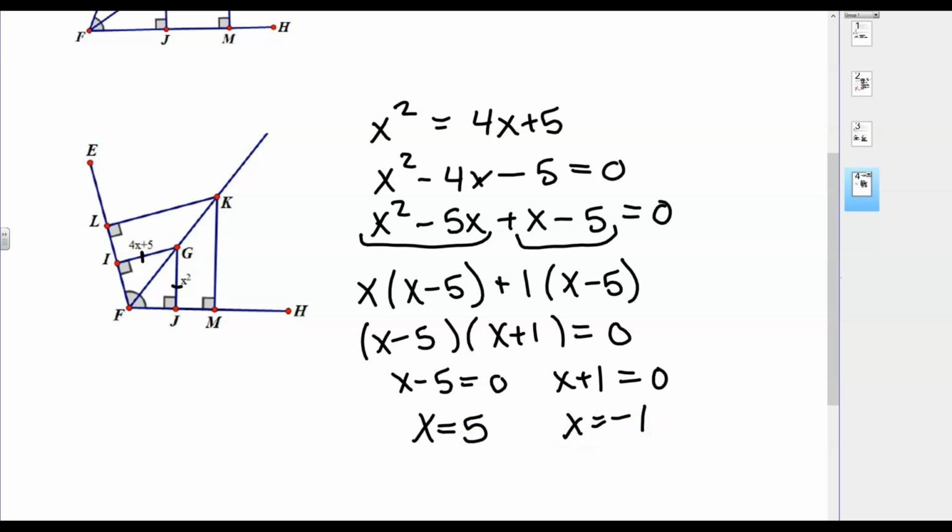I need to make sure both of these are actually going to produce real results. If I plug in the negative 1, this becomes positive 1, and this would also be positive 1. So actually, I can keep both of these solutions. So they are good to go.